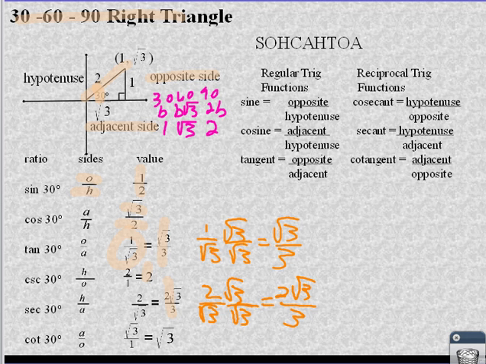You will have to know these for your test. I'm not going to give you the special triangles. I'm not going to give you the ratio of sides, and you won't have really any help for this. So please make sure you know these.